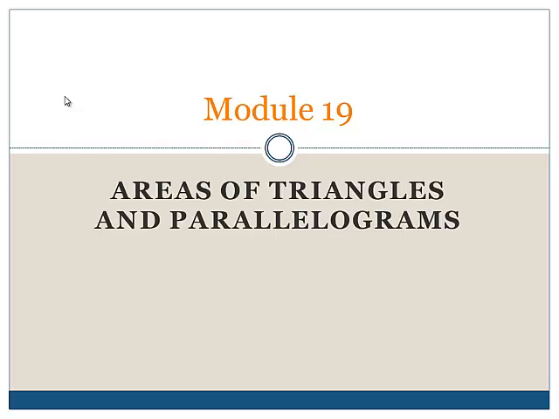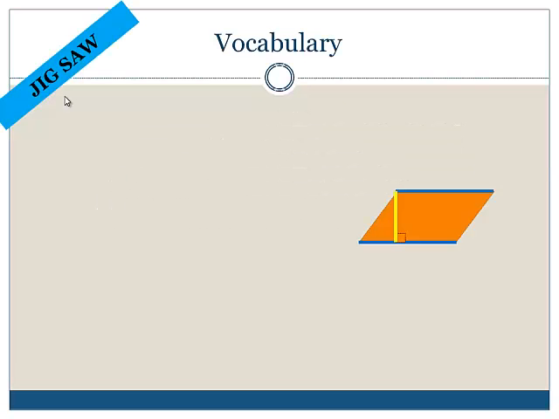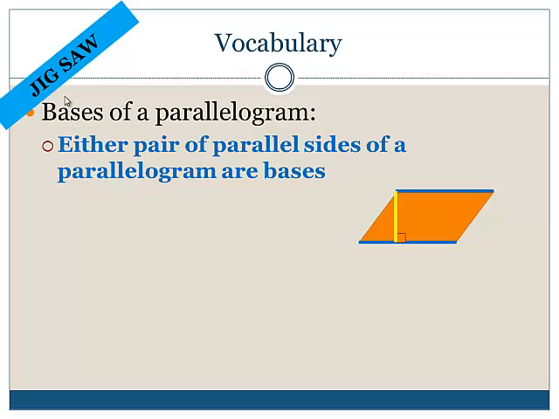This is module 19. We're going to be finding areas of triangles and parallelograms. One of the things that is really cool about parallelograms, we had an entire module on them, an entire unit on them, is the fact that they're basically like rectangles, but if you relocate a certain portion of it. So the bases of the parallelogram could be either pair of parallel sides. It really doesn't matter. It could be this here, it could be this here, but if I turned the parallelogram on its side, it could also be this here and this here. The only difference is there would be a different height for that parallelogram.